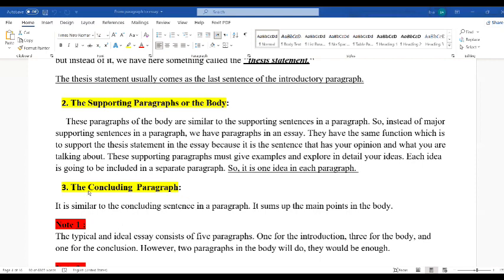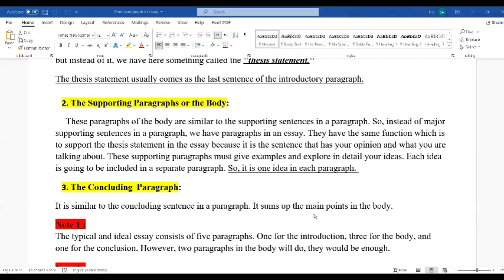Okay, so let's move to the concluding paragraph. It is similar to the concluding sentence in a paragraph. It sums up, it summarizes the main points in the body. In the conclusion, one of the ways to write it is that you can summarize your points, or the main points in the body. You can summarize them, or you can sum up the main points in the body.